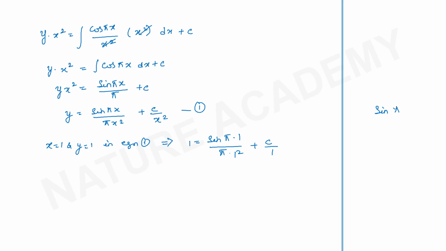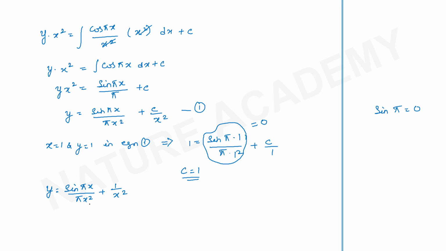Sine of 180 degrees is equal to 0. So therefore this entire thing is going to become 0. So my value of c will be 1. Now put this value of c in equation 1, so that you get y is equal to sin(πx)/(πx)² plus 1/x².